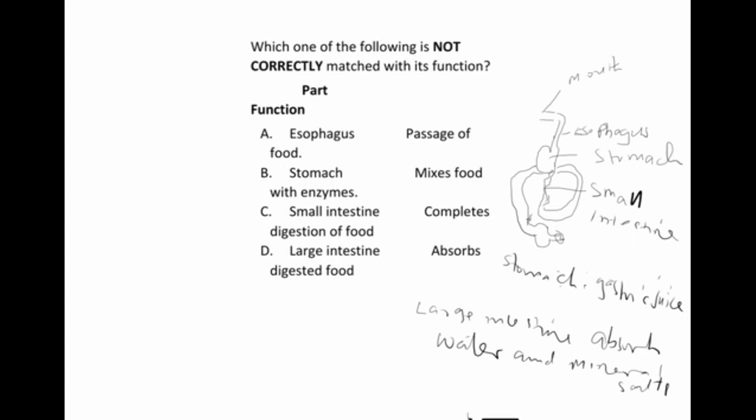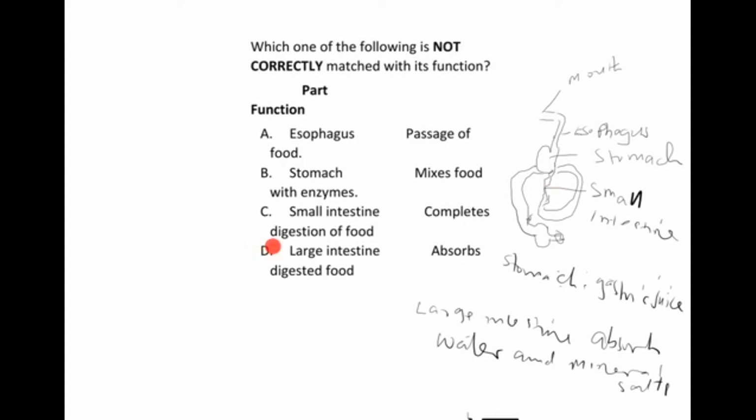which is, which one of the following is not correctly matched with its function, we look at our A, esophagus, which is the tube that allows food to pass from the mouth to stomach. That is correctly matched. We have B, stomach, which is the place where gastric juice is produced that is used to digest protein. Then we have small intestine. That's where the digestion is completed in the upper part of the small intestine. We say the digestion of food starts in the mouth and ends in the upper part of the small intestine.